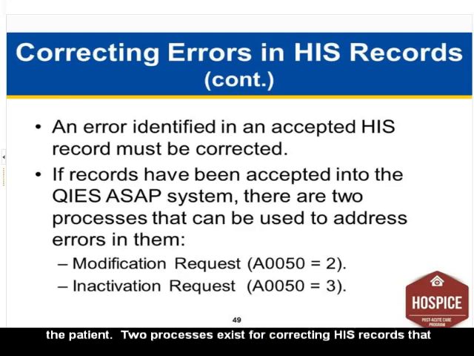Two processes exist for correcting HIS records that have been accepted into the KEYS ASAP system. A modification request when A0050 equals 2, or an inactivation request when A0050 equals 3. Completion of a modification request record will archive the inaccurate HIS record within the KEYS ASAP system and replace the record with a new corrected record. Completion of an inactivation request will also archive an inaccurate HIS record within the KEYS ASAP system, but will not replace the record with a new record.